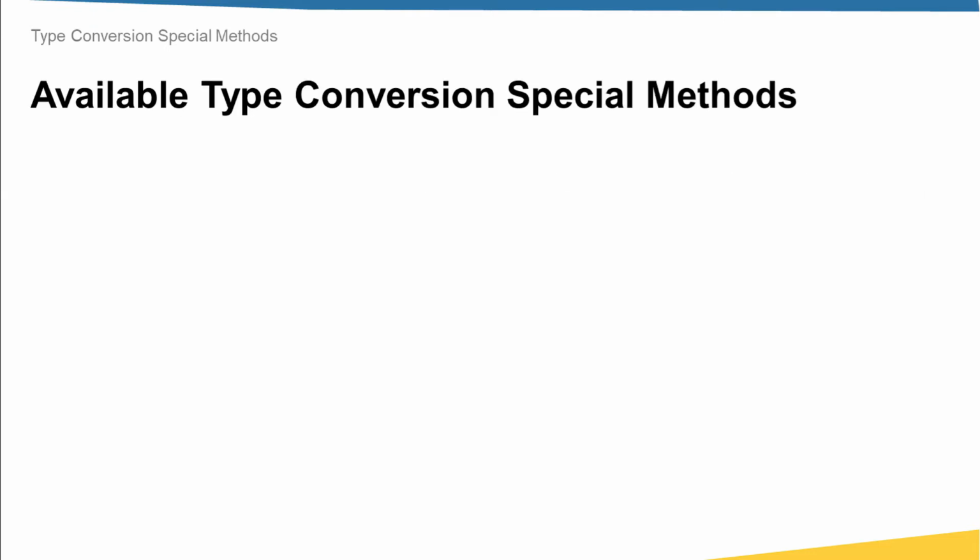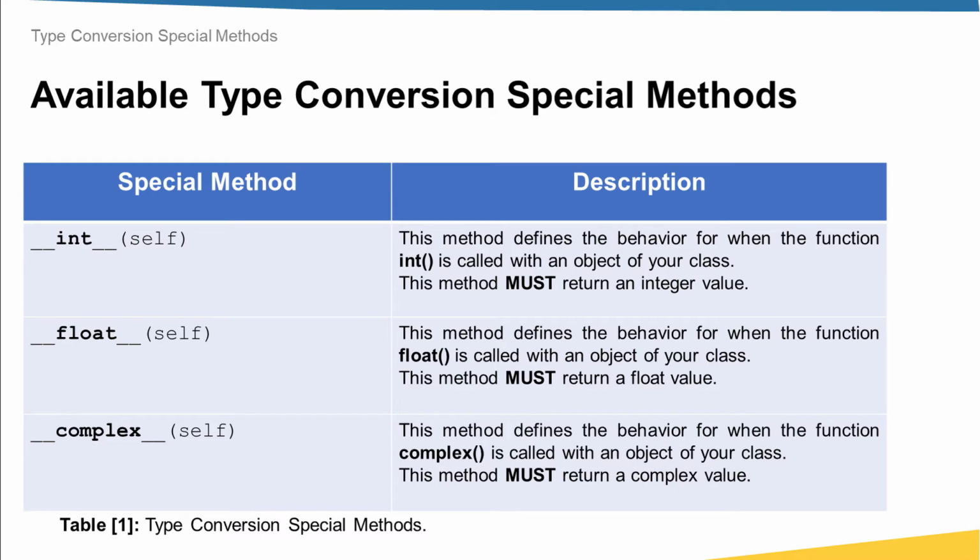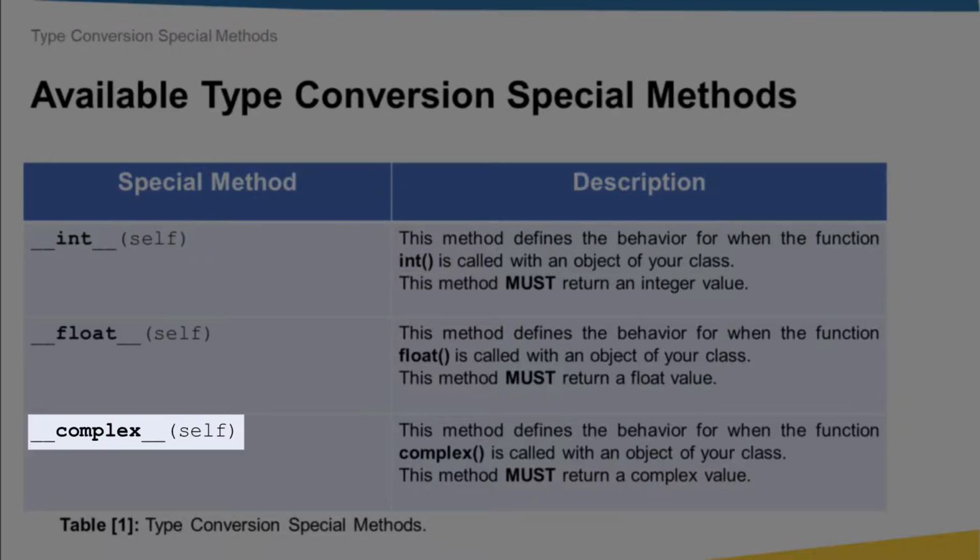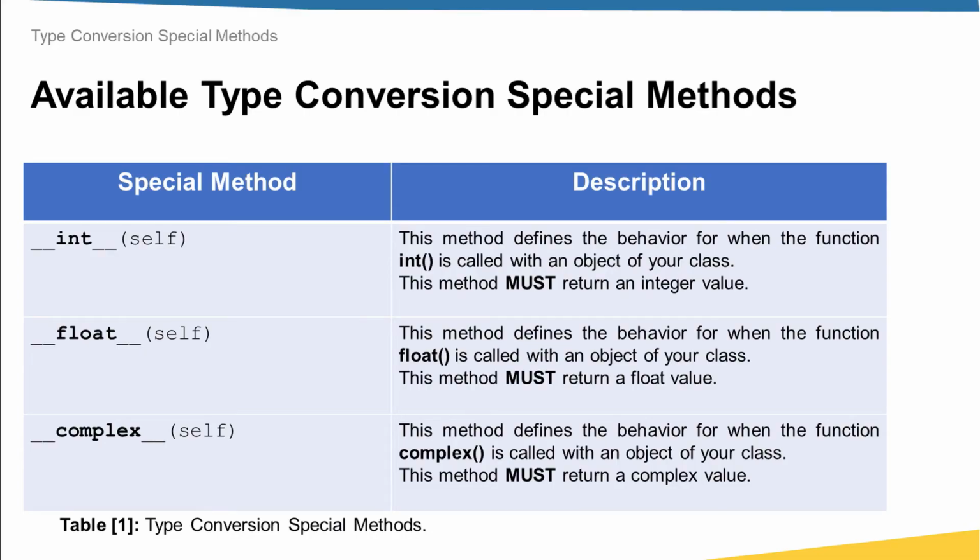Now let's see some available methods under this category. As you see in this table, I'm showing three methods: __int__, __float__, __complex__. All of these methods have the same definition, the only difference is the type that each method represents. So __int__ defines the behavior when the function int is called with an object from your class. The __float__ method defines the behavior when the function float is called with an object of your class. And __complex__ defines the behavior for the complex function.